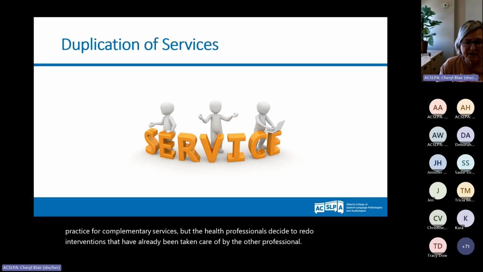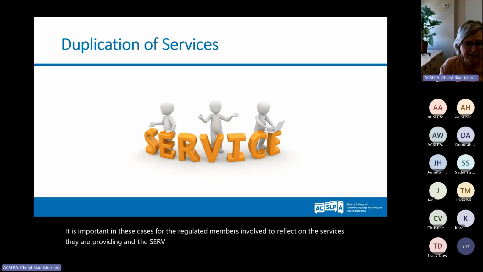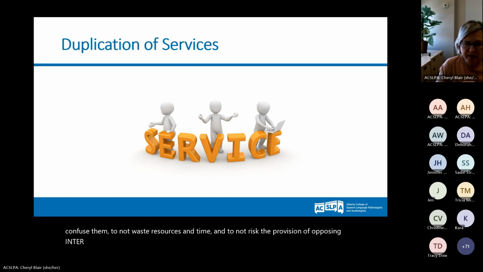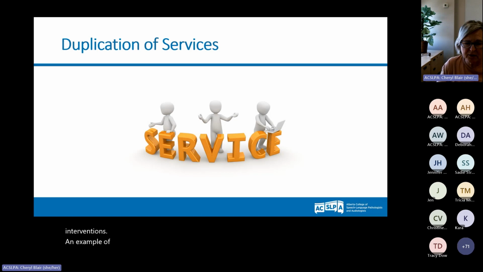It is important in these cases for the regulated members involved to reflect on the services they are providing and the services the client family may also be receiving in order to not confuse them, to not waste resources and time, and to not risk the provision of opposing interventions. An example of this would be when hearing aids are adjusted to different settings by two different providers.